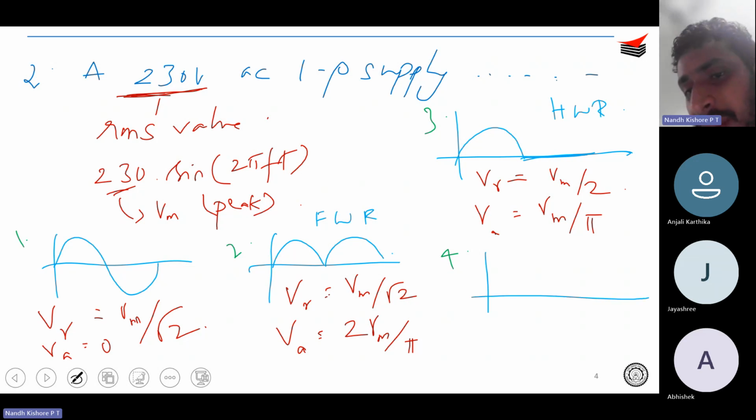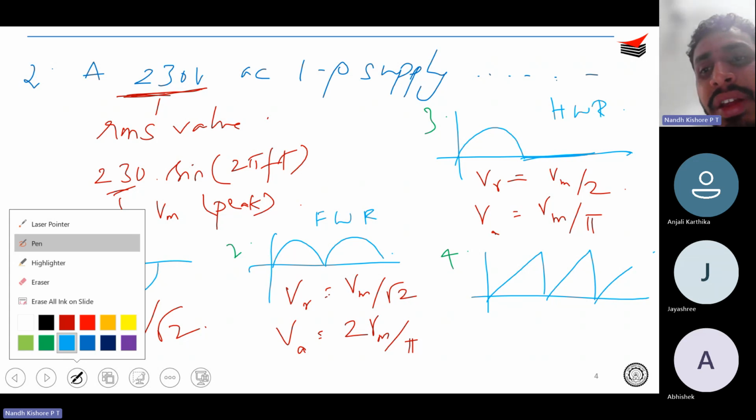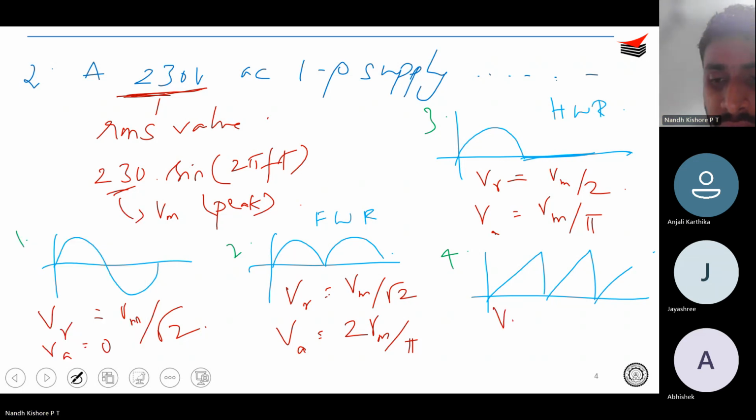And then finally, let's say you have a triangular wave. Okay, you can always find out its RMS in the exam. It's not a problem, but it will be better if you have these in your mind directly. Okay, it will help you reduce time. So the VRMS is going to be Vm by root 3, and the V average will be Vm by 2.